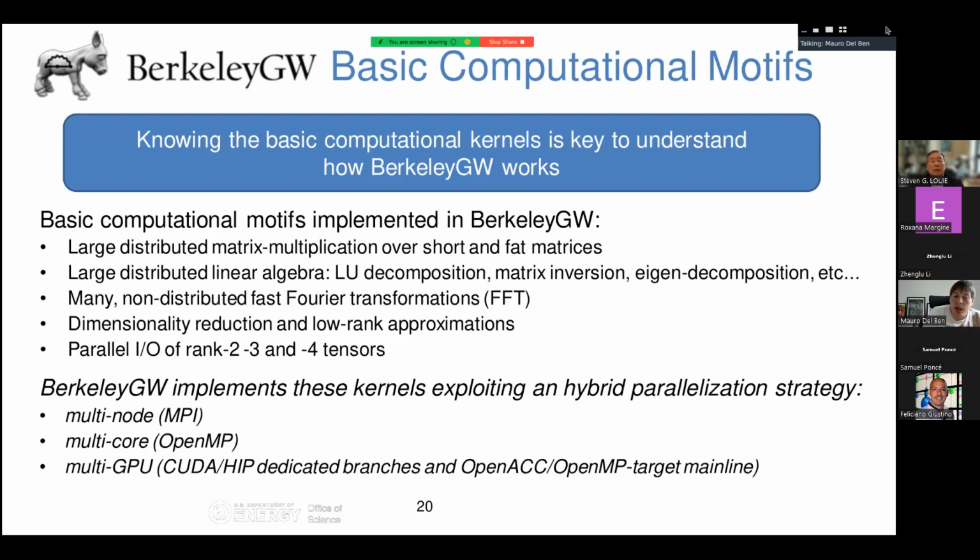Now, in terms of parallelization, we have 3 levels of parallelization at this stage. Over the nodes, we go with MPI. We have a very efficient multi-core implementation at the CPU level using the OpenMP programming model. And the GPU was introduced originally on NVIDIA hardware by using CUDA and HIP on the AMD hardware. These are dedicated branches which we use for development in order to ensure portability across architectures. On the main line code, we have our GPU offloaded implementation based on OpenACC and OpenMP.